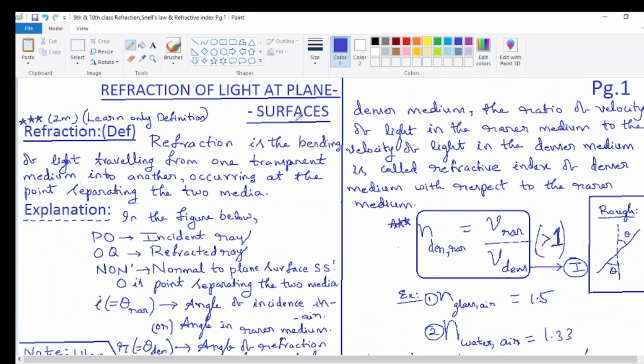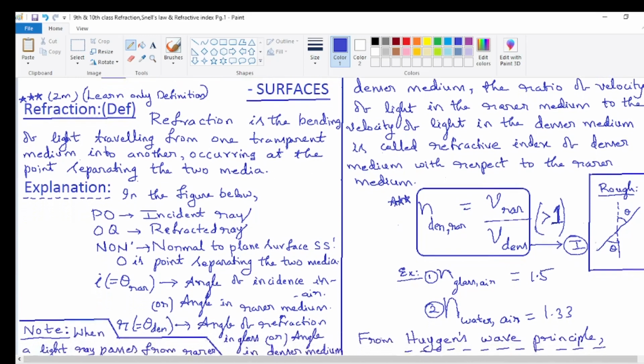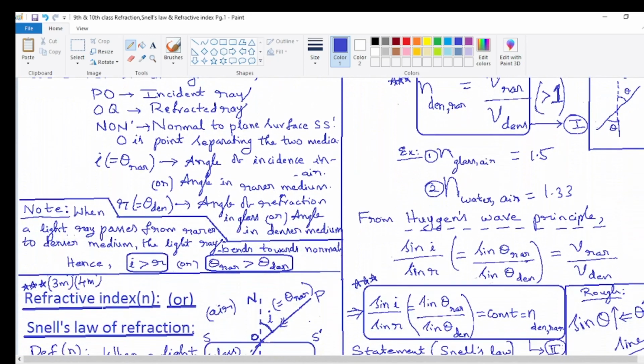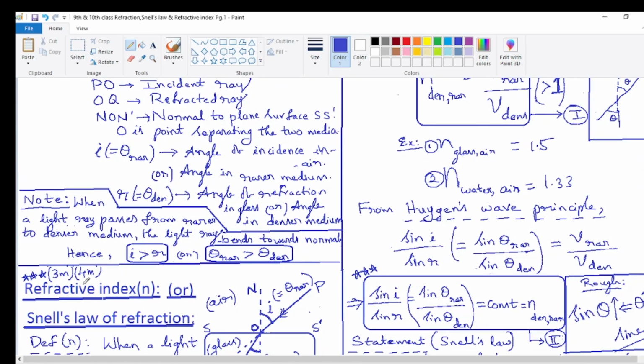So observe the cursor compulsorily. This is how the running note has to be written. Refraction carries only 2 marks, only the definition. Next you see the refractive index. These are 3 marks and 4 marks topics, as I explained in the class just a few minutes back.